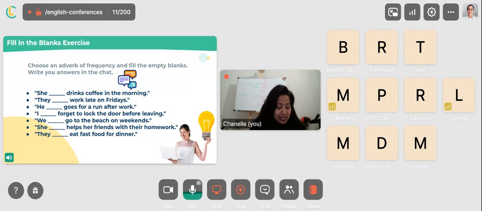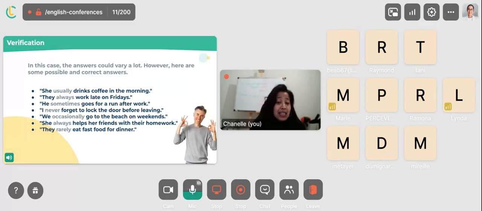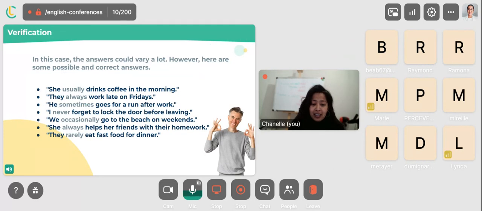talking about frequency. So in this case, the answers could vary a lot. However, here are some possible and correct answers. She usually drinks coffee in the morning. They always work late on Fridays. He sometimes goes for a run after work. I never forget to lock the door before leaving. We occasionally go to the beach on weekends. She always helps her friends with their homework. They rarely eat fast food for dinner.